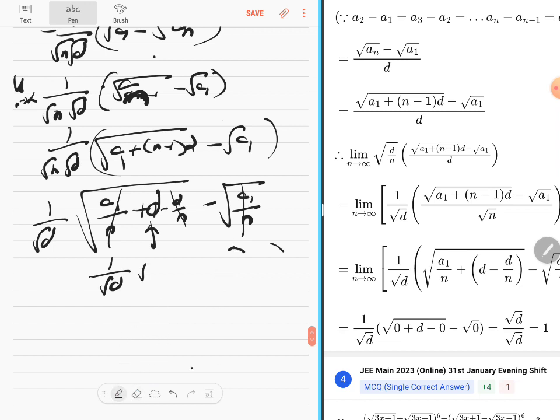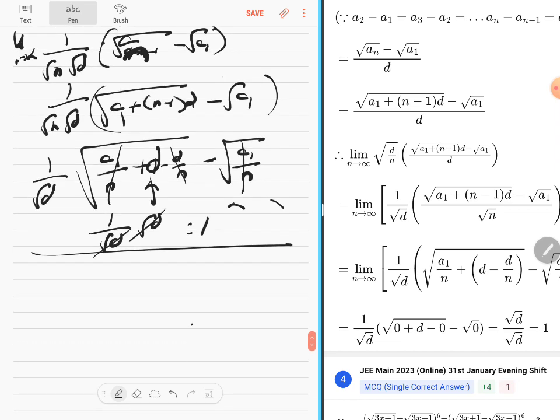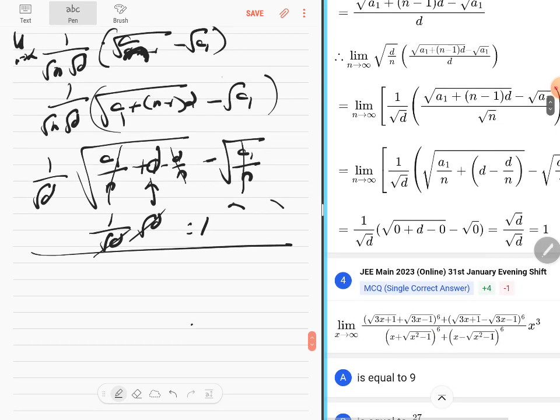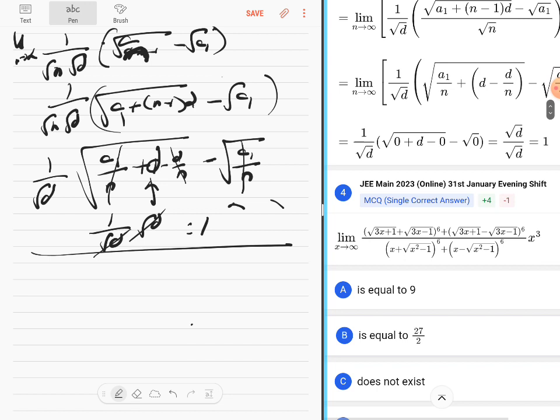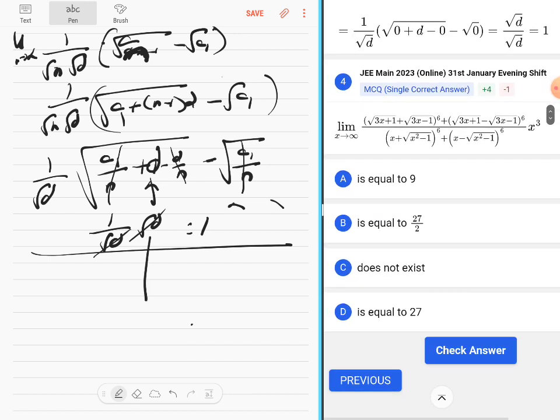So I hope you understood. Root d and root d get cancelled, so the answer will be 1. Hope you can forward this and correct it. So let's go to the next question. So the next question is, sorry.